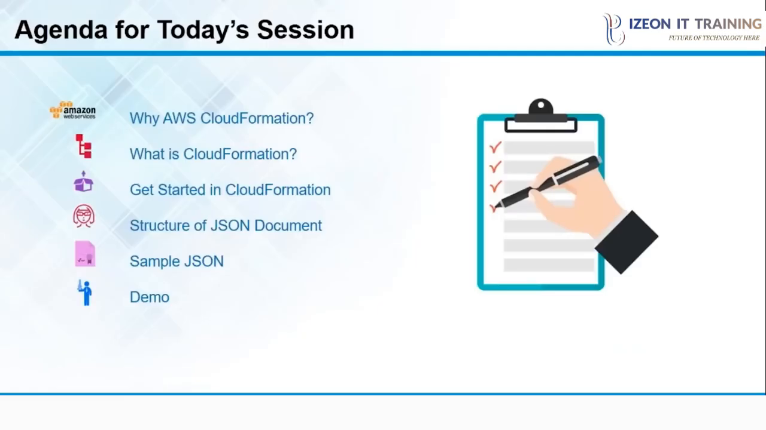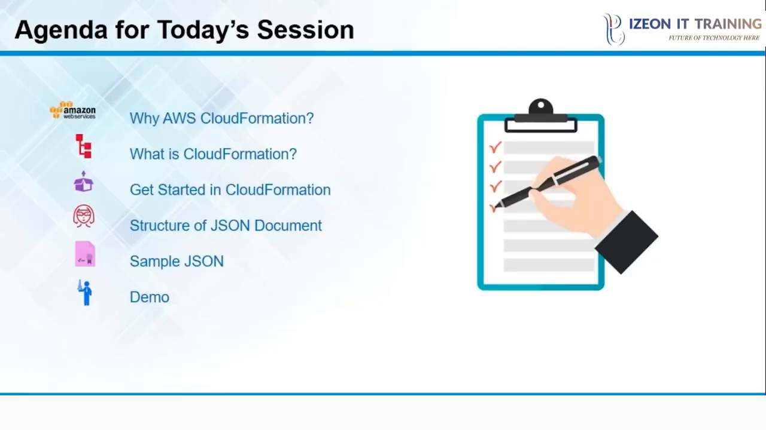Now, among those things, you have a JSON document. So we'll be learning how to create a JSON document. Before that, we'll be seeing the structure of a JSON document. Once we learn the structure, we'll see what a JSON document actually looks like, so we'll see how a sample JSON document looks. And in the end, we'll be doing a demonstration. In the demonstration, we'll be doing two demos. The first one will be a really simple one, and the other one will be a little advanced.